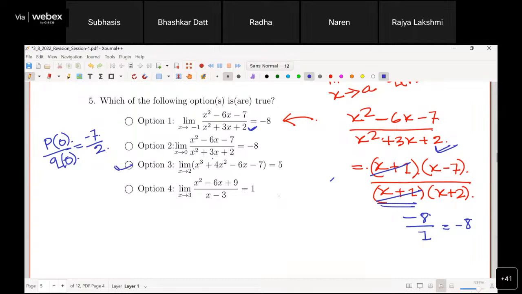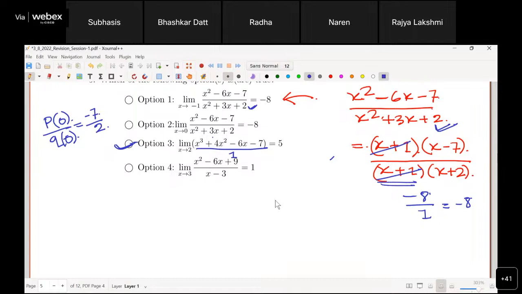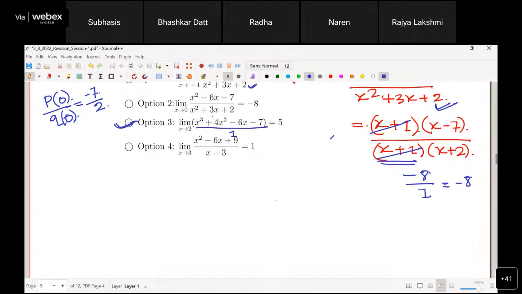Option 3 also you can. Because this is basically by 1, right? And whatever I have in the denominator, it's always non-zero, right? You can just substitute the value and you will get the same thing. And for option 3 the answer is 4, correct. You just need to substitute, it's 2.